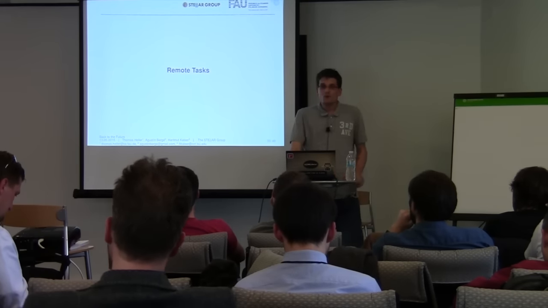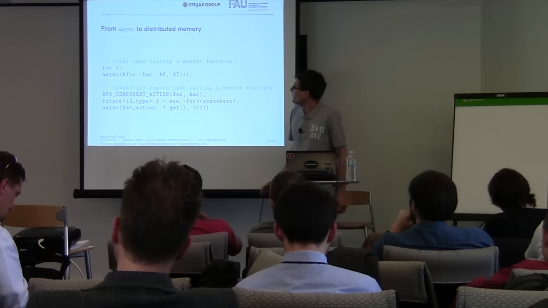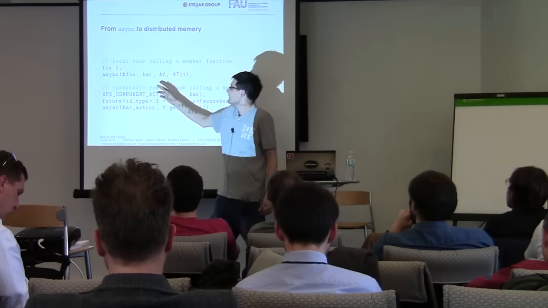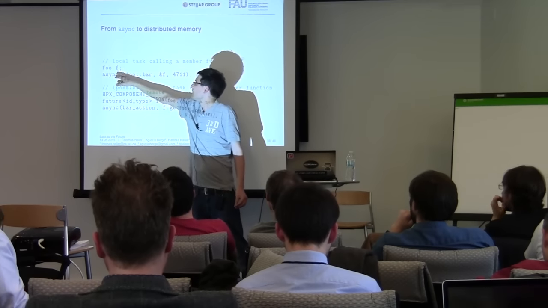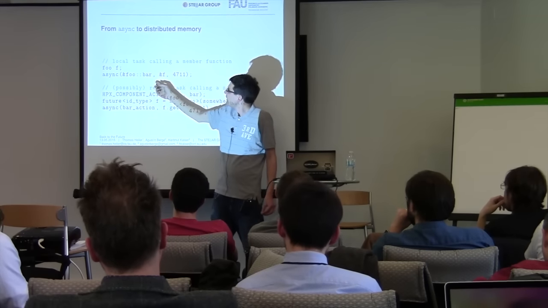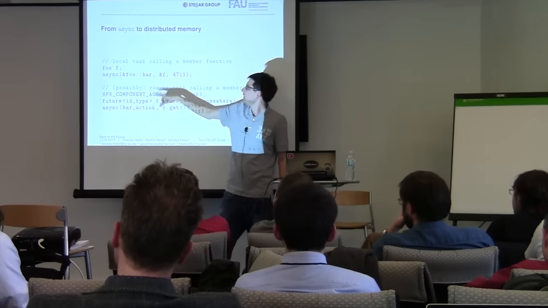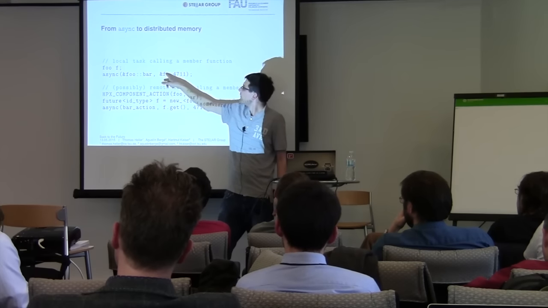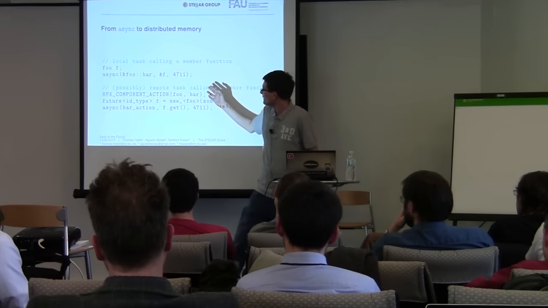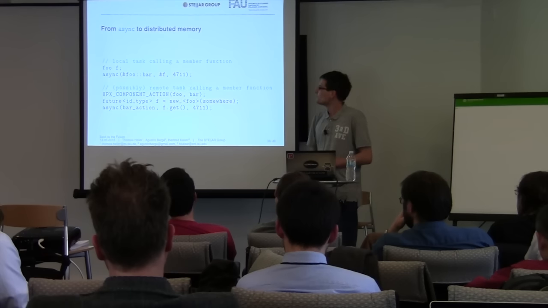So let's move on to remote tasks. In the local regular case, it's very easy, right? You have your object f of type foo, and you call the member function bar on it. So you get the member function pointer, you pass a pointer to the object and an argument, right? And then eventually that member function will be executed on a separate thread. Okay, so far so good.